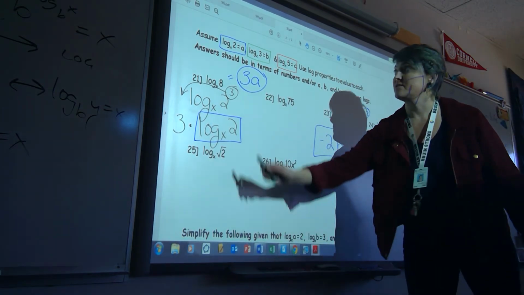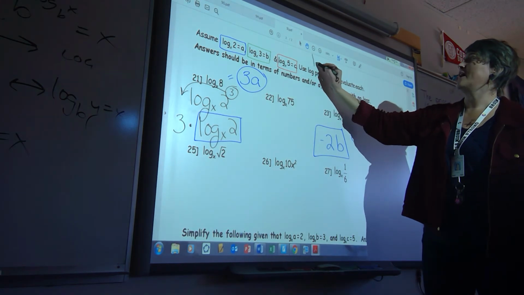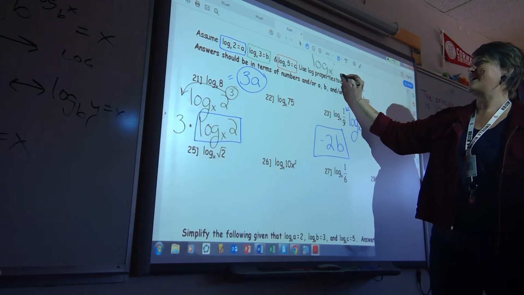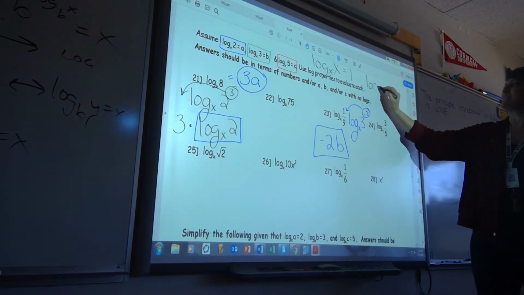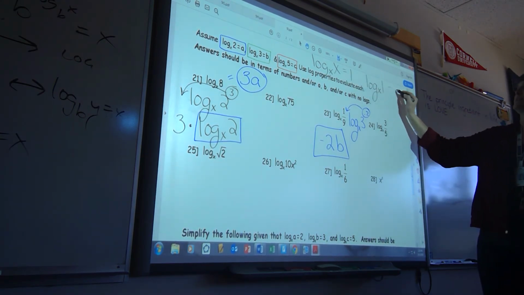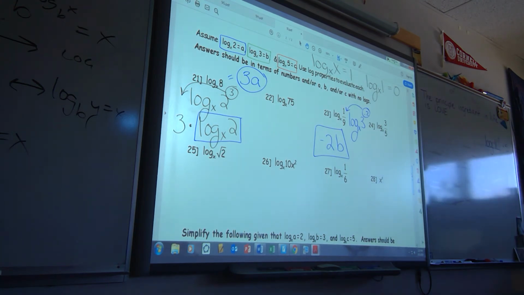Do keep in mind that if it's base x, if you have log base x of x, that will equal 1. And if you have log base x of 1, that's a 0. Okay, those are sort of the basic ones that kind of are always there.